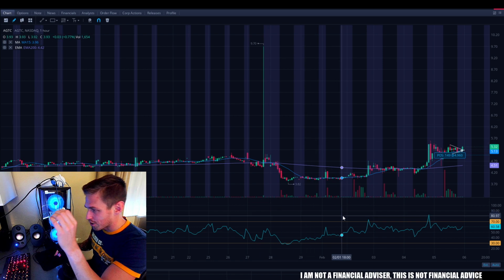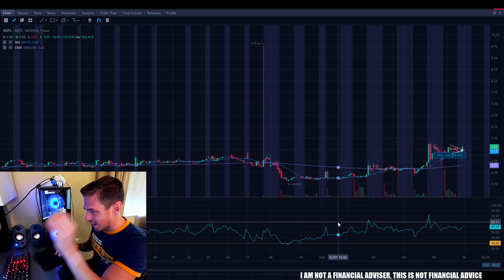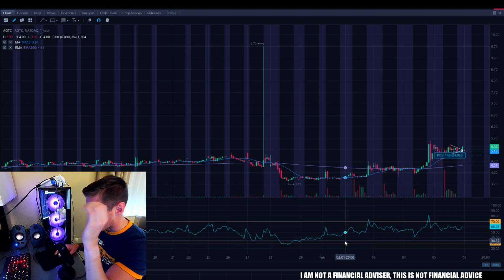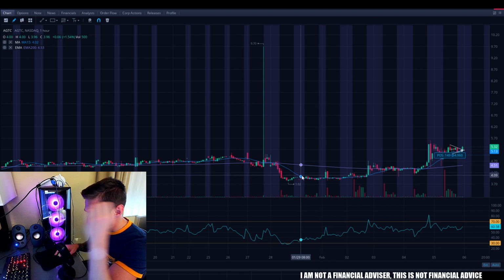I've got 3 different indicators pulled up: the RSI, which is the relative strength index. Anything over 70 is overbought, anything under 30 is oversold. The 200 EMA and the 15-day MA.